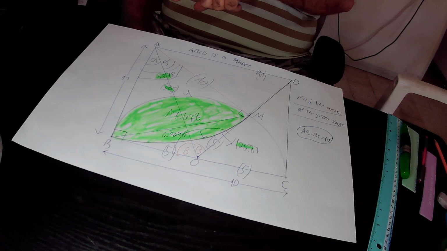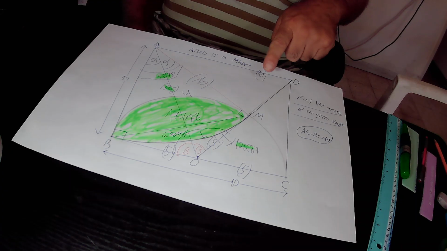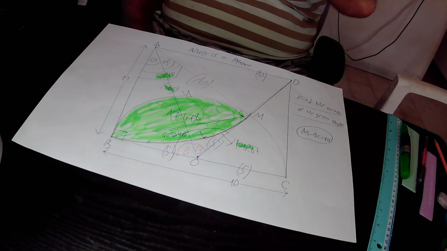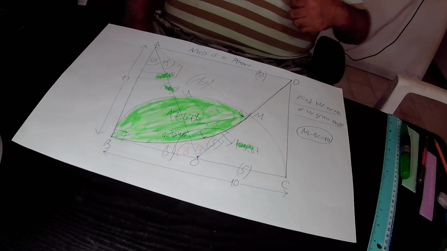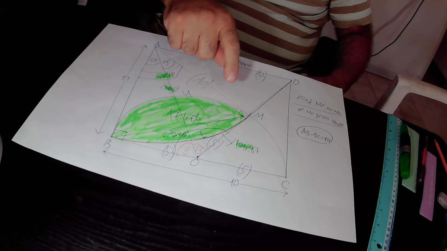What is the definition of line segment AM? Line segment AM is a tangent. That is to say, line segment AM is tangent to the semicircle at point M. Here we can implement rule 1, because according to rule 1, we have the radius OM of the semicircle that is equal to 5.